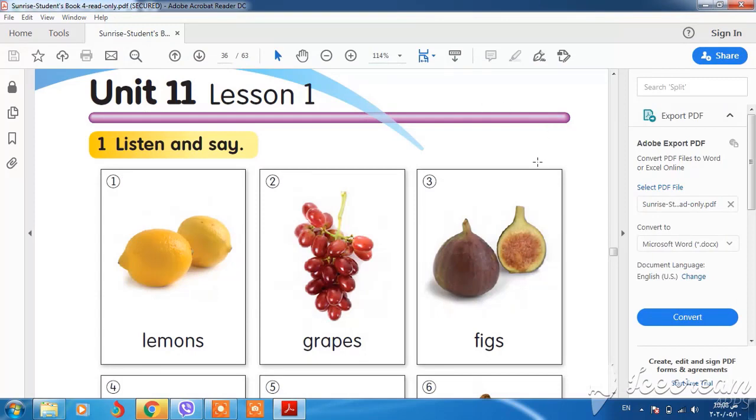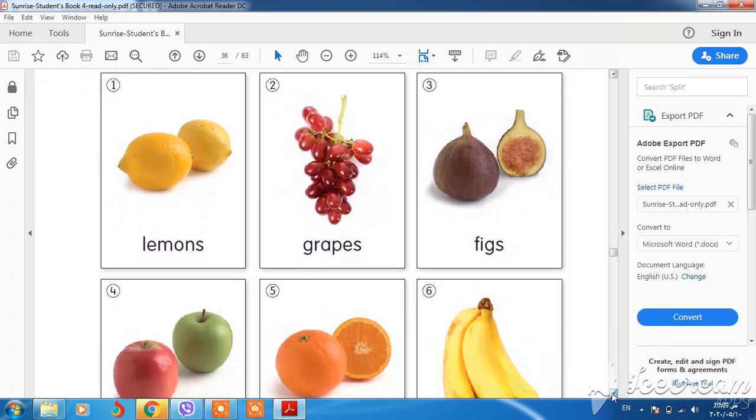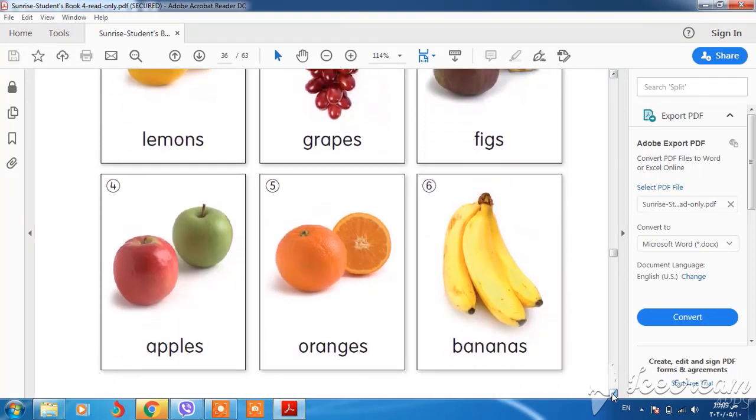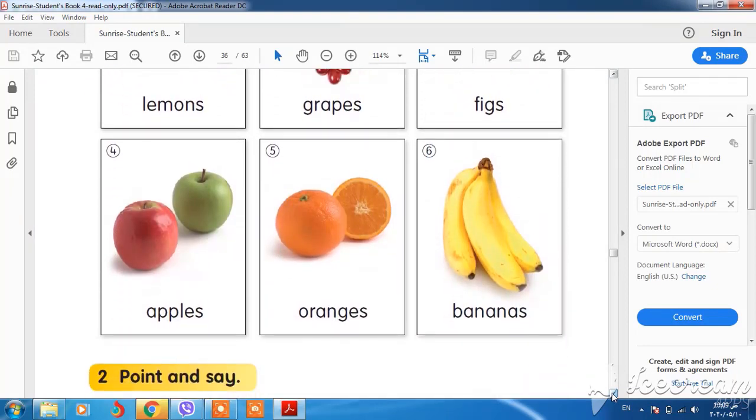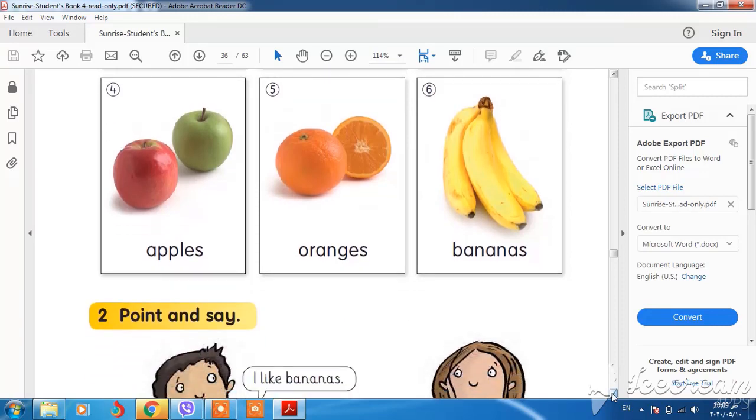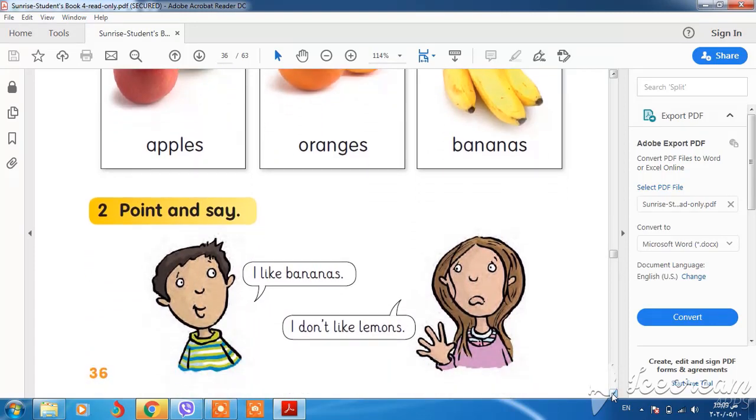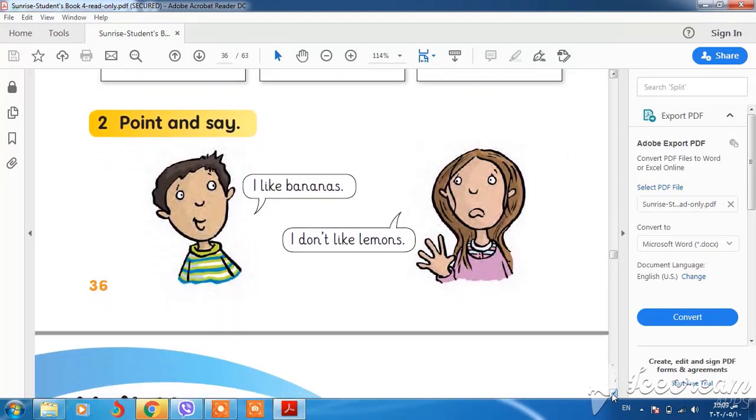Okay, we have in unit 11 lesson 1 page 36 we have some fruits like lemons, grapes, figs, apples, oranges, and bananas. For example, I like lemons. Okay, I like oranges. She likes bananas. She likes apples. Okay, I don't like banana. She doesn't like banana.